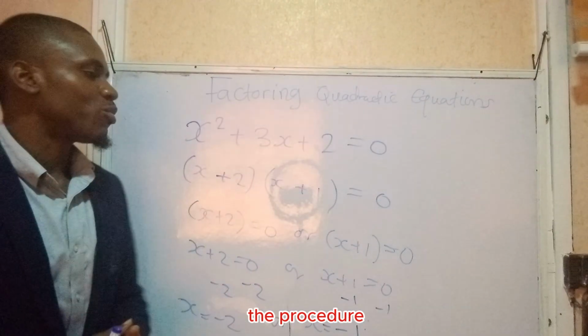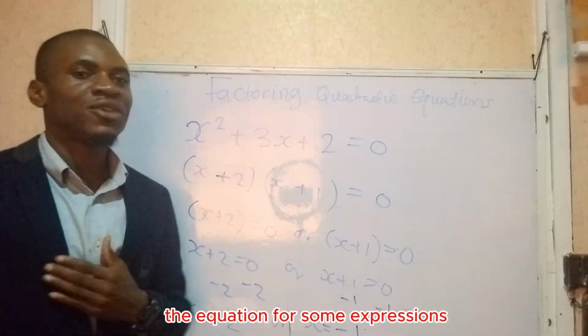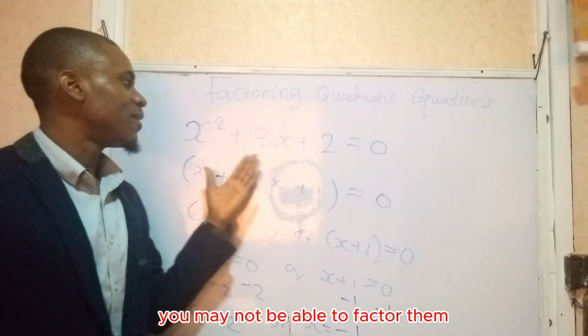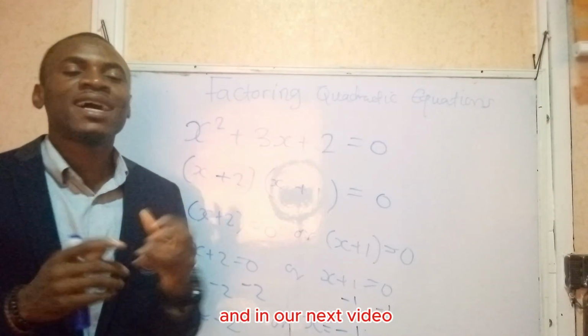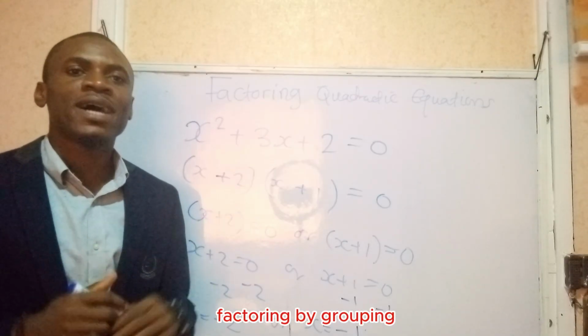So this is the procedure, and this is particularly useful when you can factor the equation. For some expressions, you may not be able to factor them readily, so you might do what we call grouping. In our next video, I'll be explaining how to perform factoring by grouping.